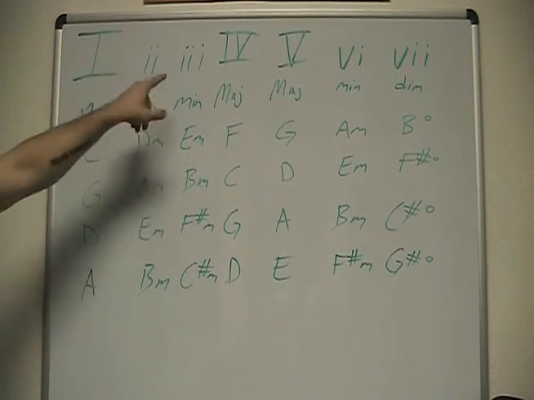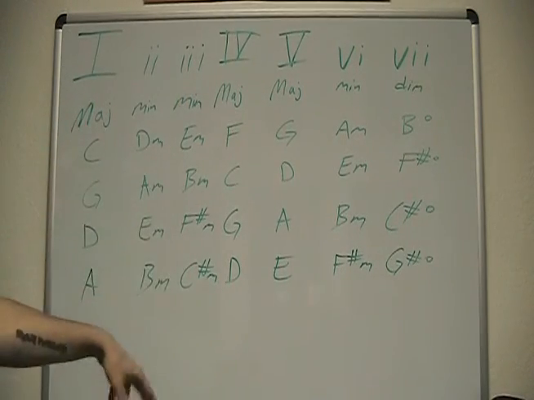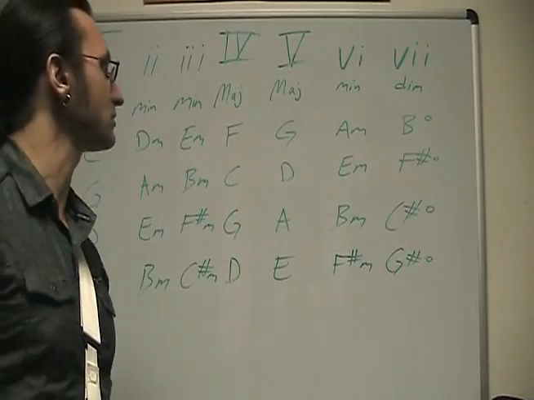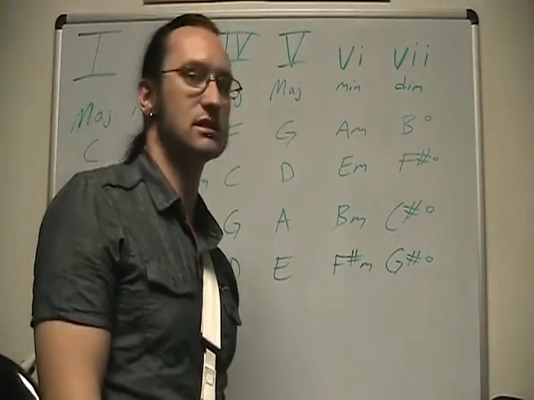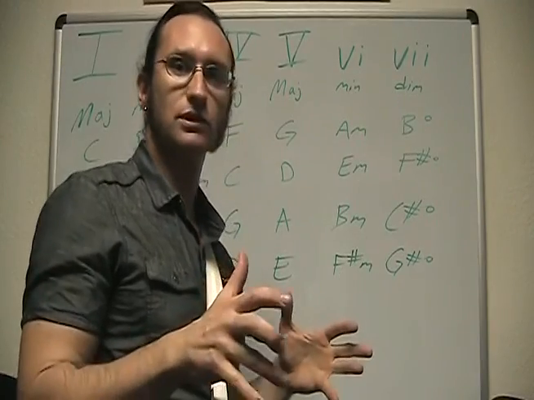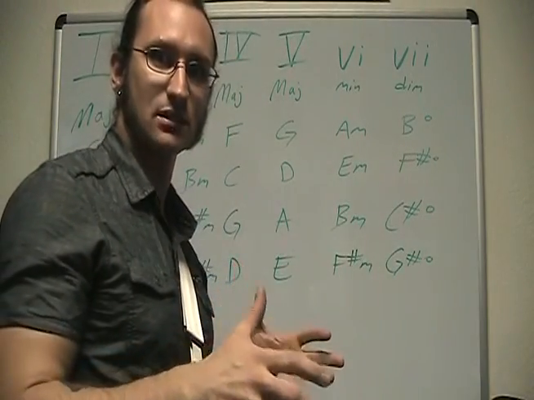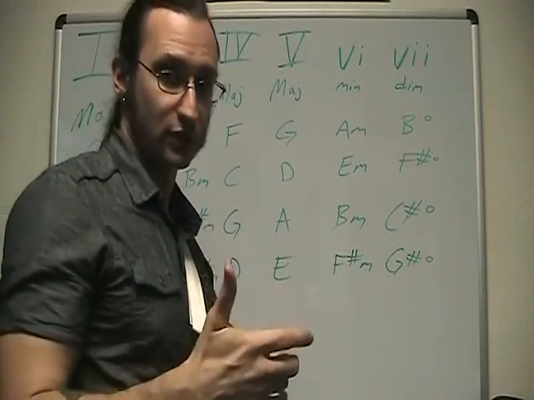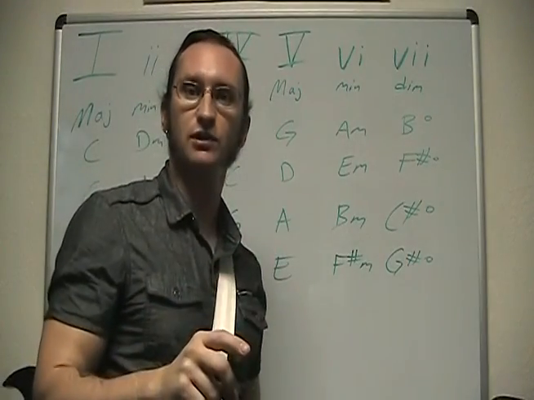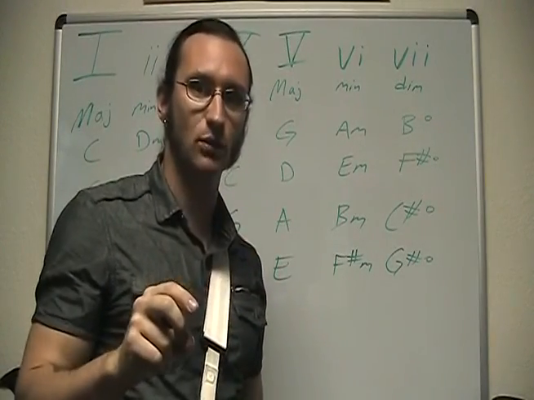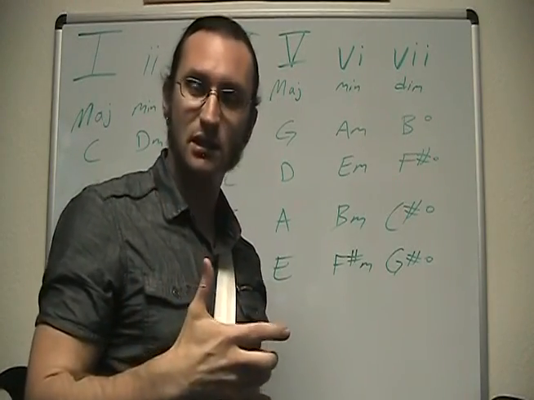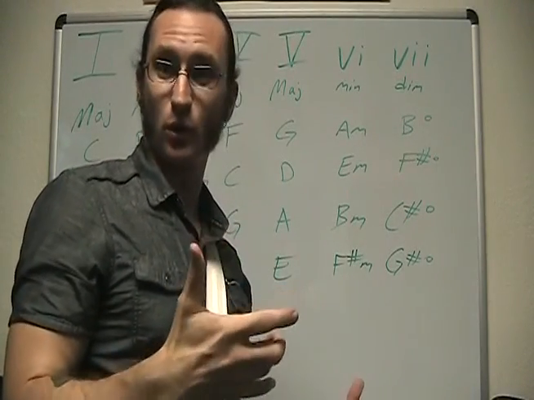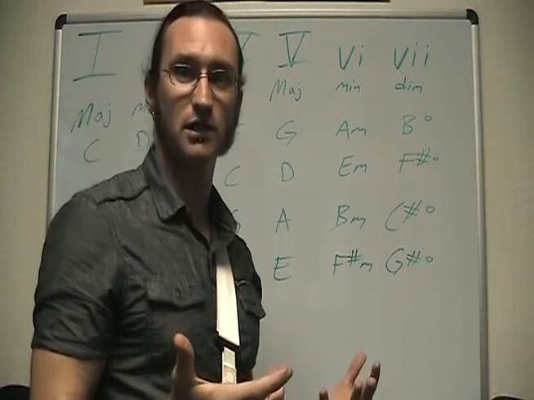So everything under the 1 column is all major. Everything under the 2 and 3, all minor. Everything under the 4 and 5, all major. Everything under the 6 is minor. Everything under the 7 is diminished. This will always happen when you're talking about the numbered chord progression system from a major scale or a major key. The 1, 4, 5 is always major. 2, 3, 6, always minor. 7 is the only one that's diminished. If you can remember that, then you know all the chords in every key based off the major scale.